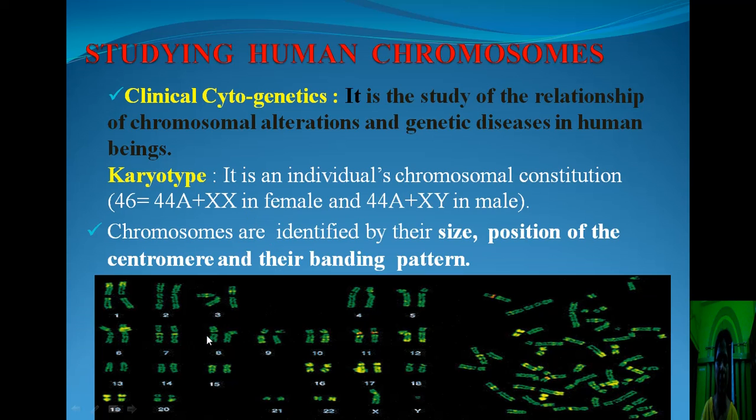Here in this diagram, you can see the 23 pairs of chromosomes in case of male. In this case, the two sex chromosomes are different from each other. One is X, another one is Y.